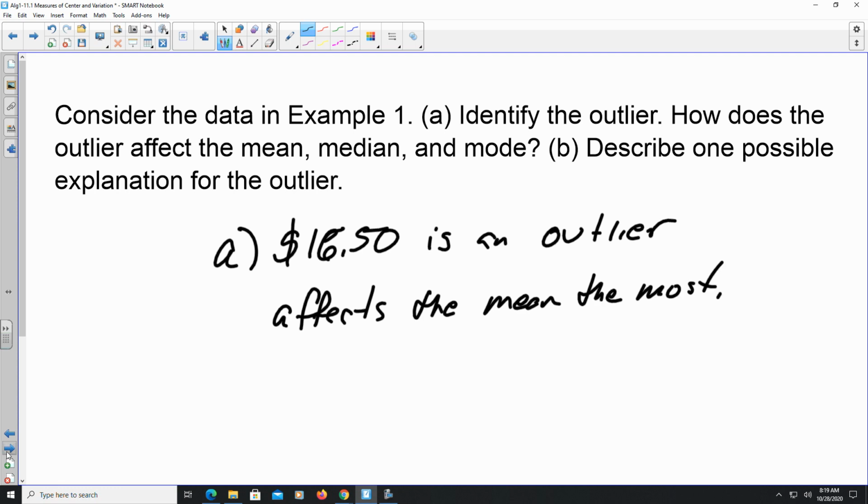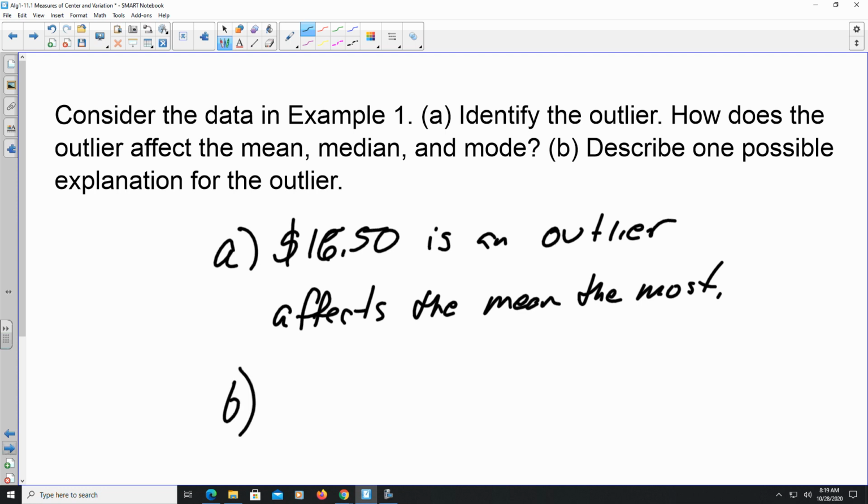I don't think it makes that much difference in the median or the mode. It affects the mean the most. Would the mean look closer to the middle values of the median? Probably, but that's why it is in fact an outlier.